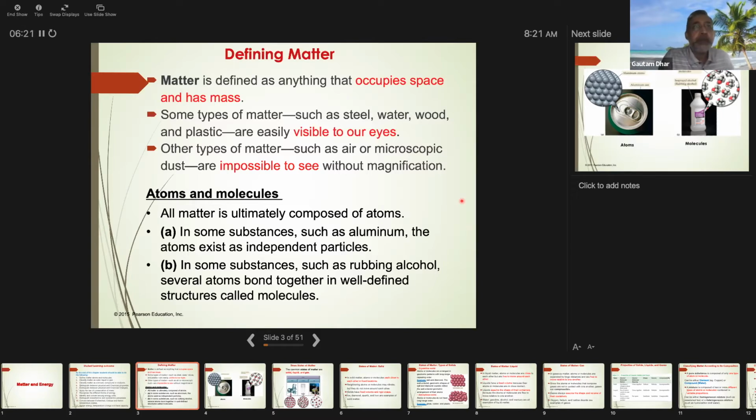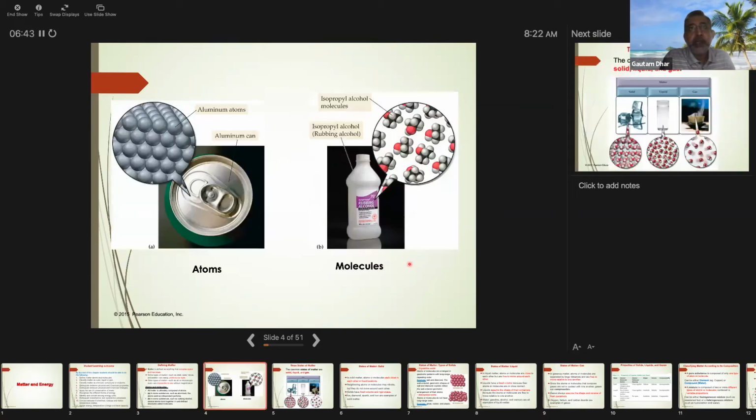Now, atoms and molecules are the ultimate constituents of all matter. In some substances like aluminum, they exist as independent particles. In other substances like rubbing alcohol and water, the atoms combine to form molecules. You can see this example here: this aluminum can, the individual atoms here, whereas in this rubbing alcohol, they have these molecules which are formed by joining of the atoms. And these are chemical bonds that you cannot break.